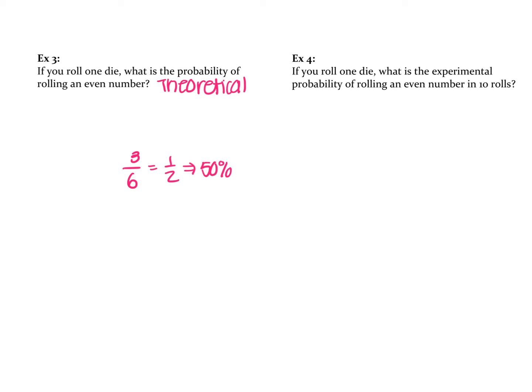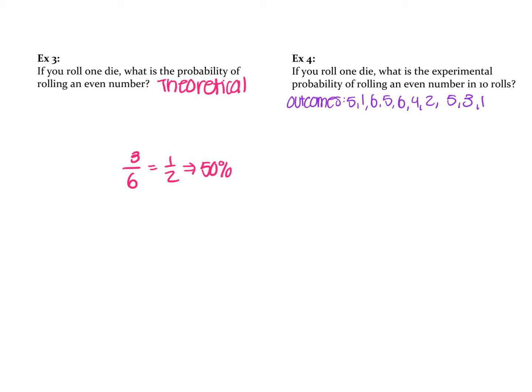So the next one says, if you roll one die, what is the experimental probability of rolling an even number in 10 rolls? So what I'm going to do is pause the video really quick to perform this experiment by rolling a die 10 times, and then we'll use those results to help us calculate. So as we can see, I performed the experiment, rolled a die 10 times, and the outcomes I came up with were 5, 1, 6, 5, 6, 4, 2, 5, 3, and 1.